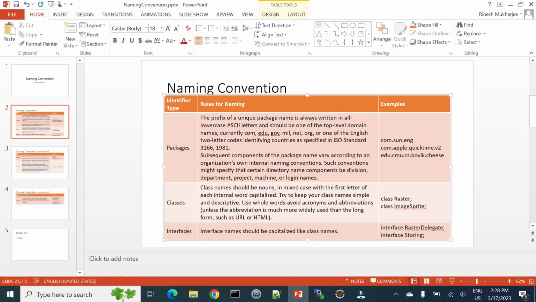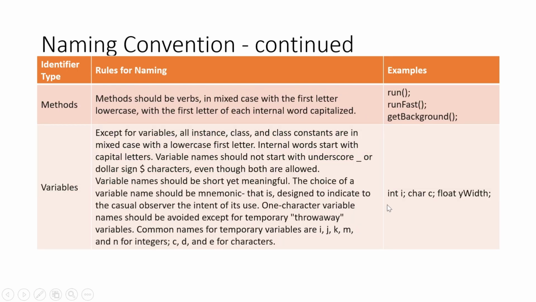Next is methods. Methods should always be verbs, and in mixed case it should be camel case, like it should start with a small letter, and then every word starts with a capital letter, like run, runFast, getBackground, like that.